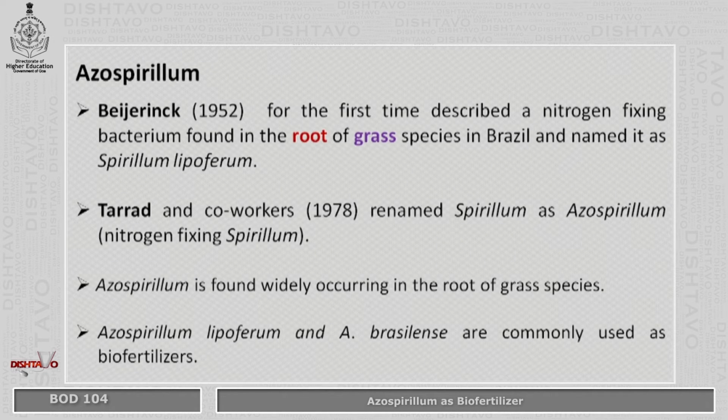Beijerinck in 1952 for the first time described a nitrogen fixing bacterium found in the roots of grass species in Brazil and named it Spirillum lipoferum. Later, Tarrand and co-workers in 1978 renamed Spirillum as Azospirillum, which means nitrogen fixing spirillum. Azospirillum is found widely occurring in the roots of grass species. Azospirillum lipoferum and Azospirillum brasilense are commonly used as biofertilizers.